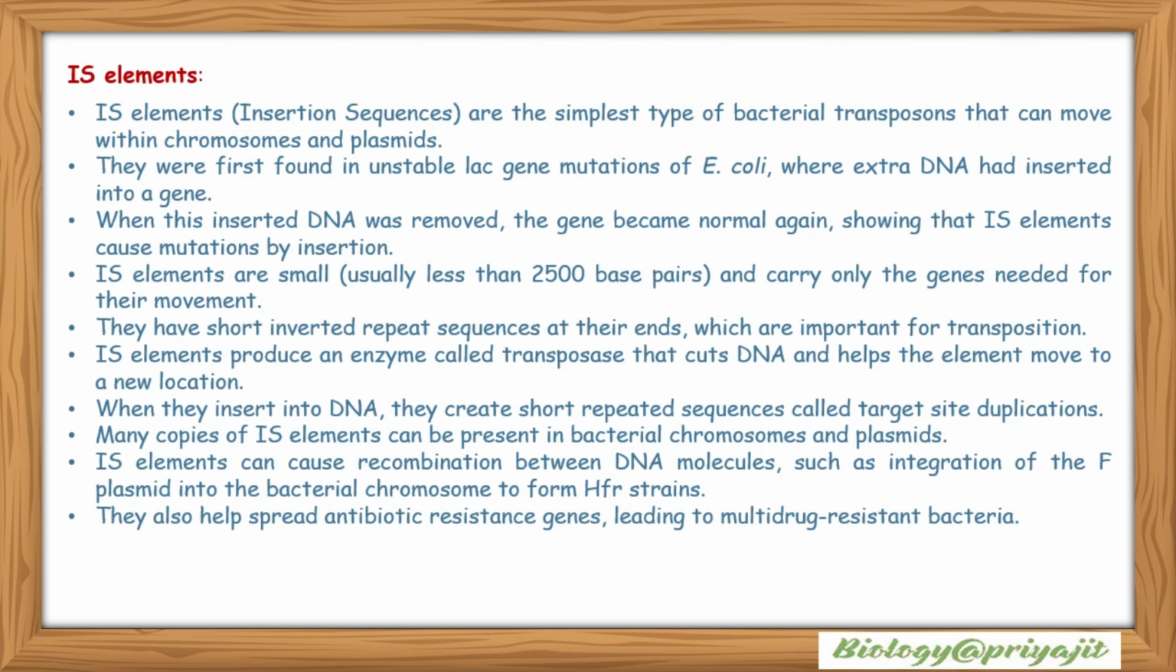IS elements are small, usually less than 2500 base pairs, and they carry only the genes needed for their movement. They have short inverted repeat sequences at their ends, which are important for transposition. IS elements produce an enzyme called transposase that cuts DNA and helps the element move to a new location. When they insert into DNA, they create short repeated sequences called target site duplications. Many copies of IS elements can be present in bacterial chromosomes and plasmids.